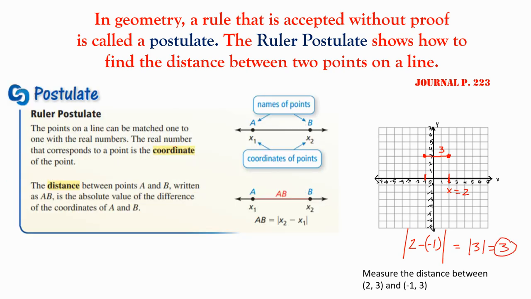Okay, so here is the actual formal definition of the ruler postulate. Guys, all the work with this is super simple, so just get ready for it. The real number that corresponds to a point is the coordinate of the point, and we can do the difference between those coordinates to get their value. So we just do the absolute value of their difference to get the distance.